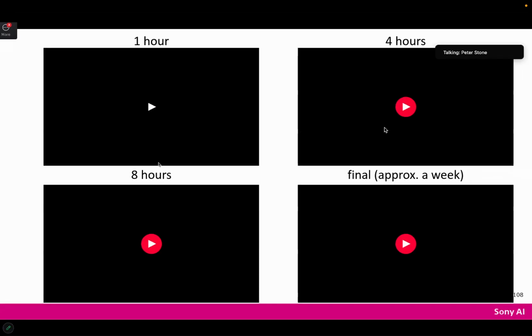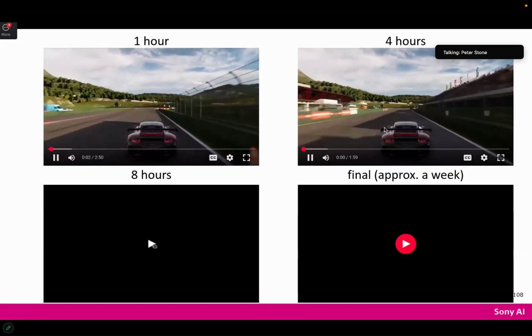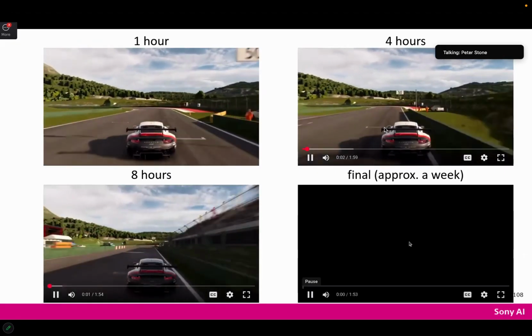To get a feel for how this did, here's what it looks like after 1 hour of training. We can put 20 cars on a single track, and we had, I think, 10 PlayStations creating experiences. So 1 hour of real time means about 20 hours of car experience. Here's what it looks like after 1 hour, 4 hours, 8 hours, and in the final version of training.